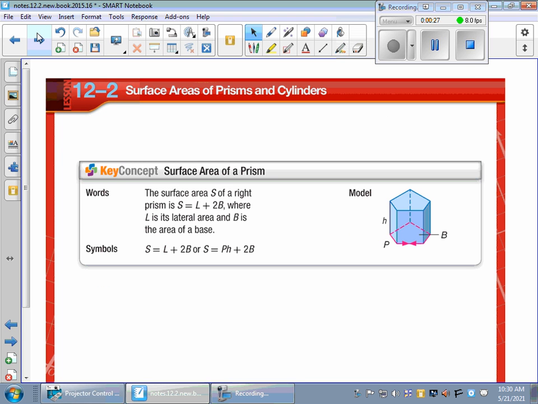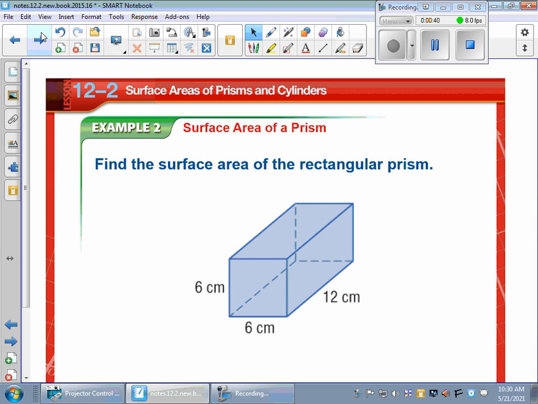We'll find total later. This right here is total. So again, this is a base, this is a base, this section here is the lateral. So we're going to use primarily this equation right here. The lateral is P times H. So again, this one's a little tougher. It's a rectangular prism, but I consider the squares as my bases.